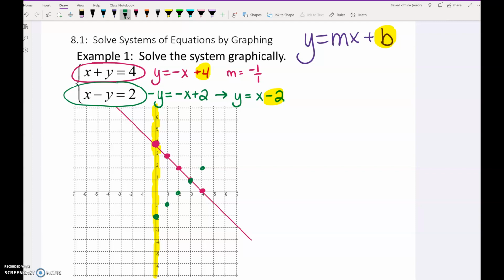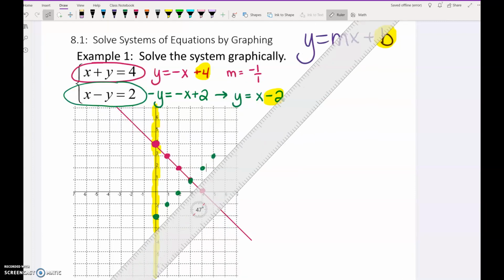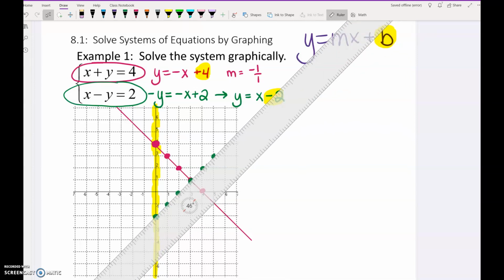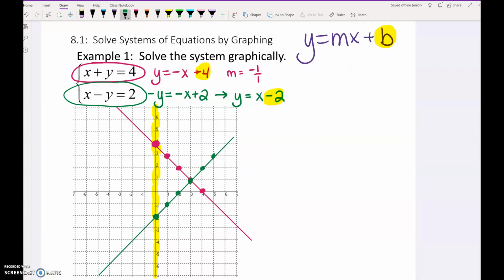And this one nicely intersects at a perfect point. So even if we weren't perfect on our straight edge, we should still find it. What is the solution to this system? 3, 1. If you'd solved this using elimination or substitution, you should still get the solution x equals 3, y equals 1.